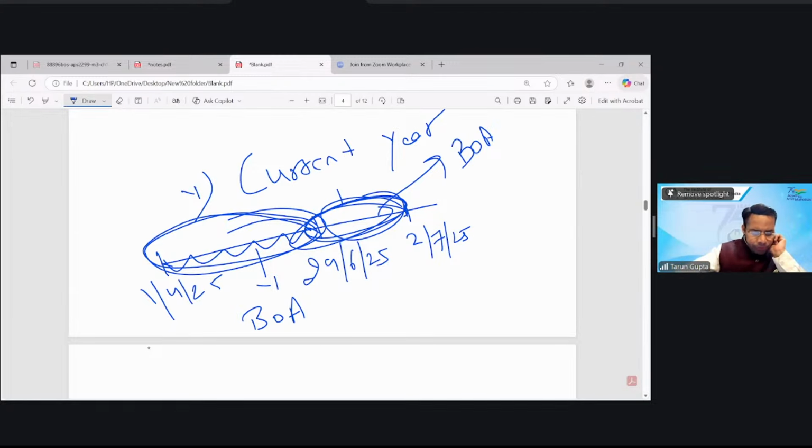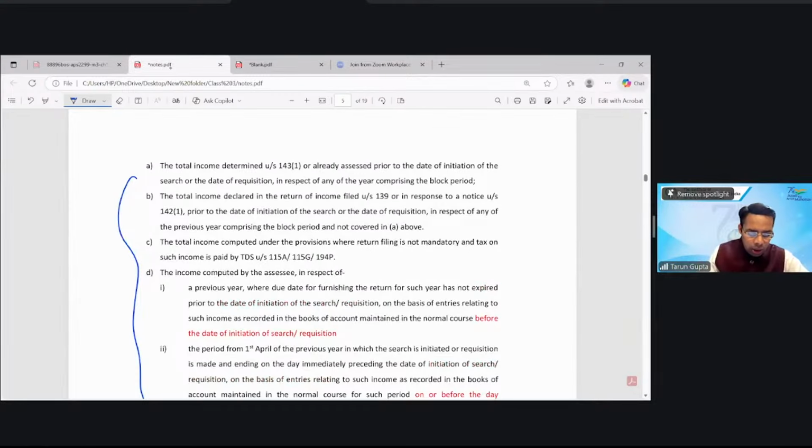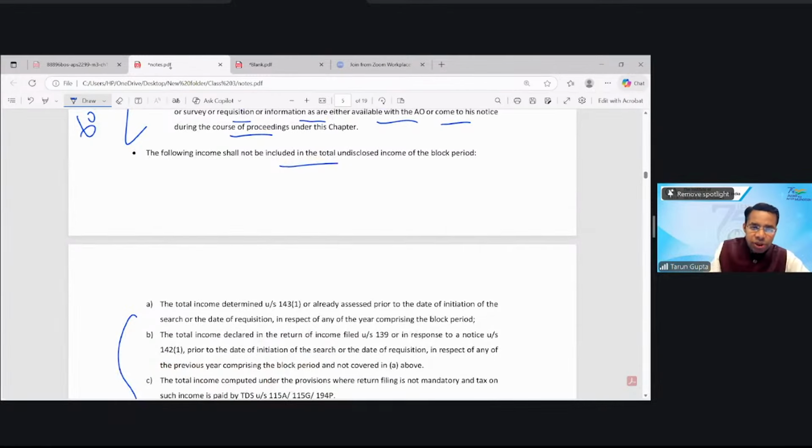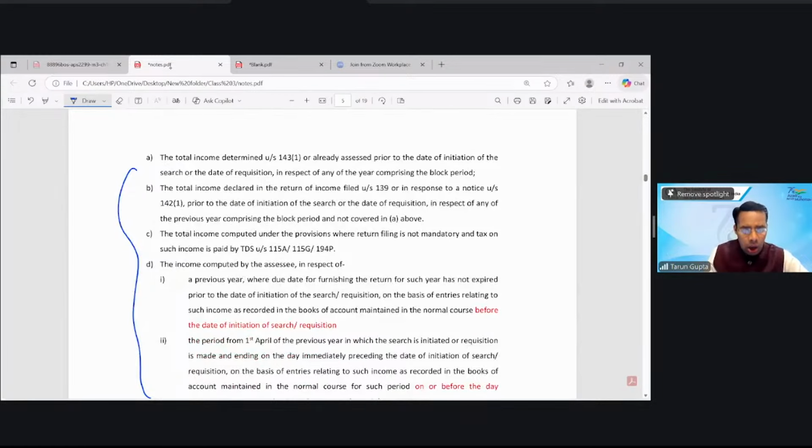Let's see. Now you will read, it will help you. It will be easy for you. So it says the following income shall not be included in the total undisclosed income of the block period. What shall not be included? Total income determined under section 143(1) or already assessed prior to the date of initiation of search or date of acquisition in respect of any year comprising the block period.